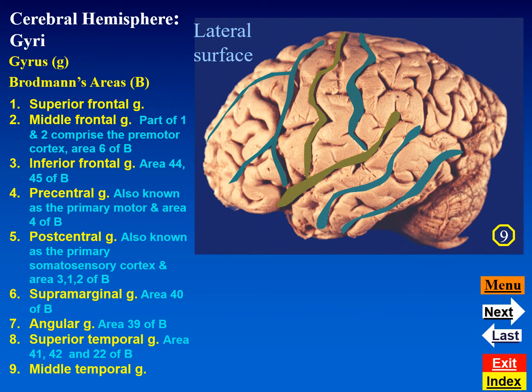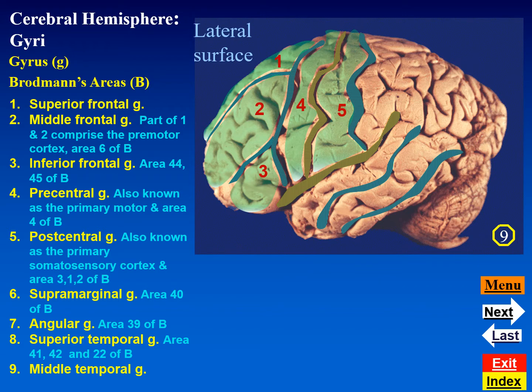As a result of having these additional sulci, the surface of the cerebral hemisphere is further subdivided into a number of gyri. So we have a superior frontal gyrus, middle frontal gyrus, inferior frontal gyrus, in which there is a primary language center contained within that region, the precentral gyrus, which contains neurons for the primary motor cortex and for voluntary control of our muscles.